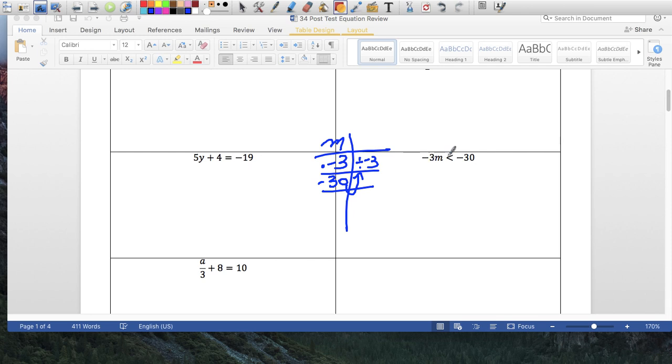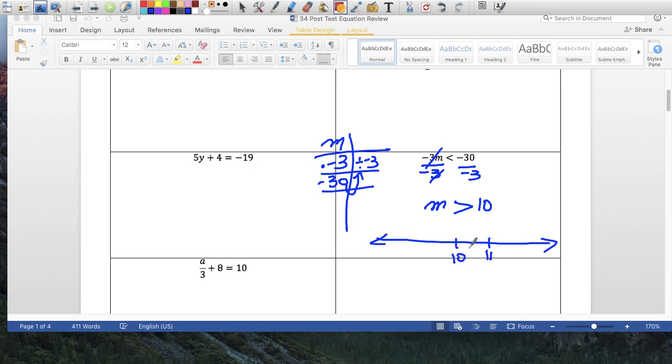So let's do that. So I'm going to divide this by negative 3, and I'm going to divide this by negative 3. Negative 3 divided by negative 3 is just 1. That can cross out. I have m left over. Negative 30 divided by negative 3 is positive 10. And remember, when we divide both sides of an inequality by a negative number, that sign has to aim the other way. Graph.